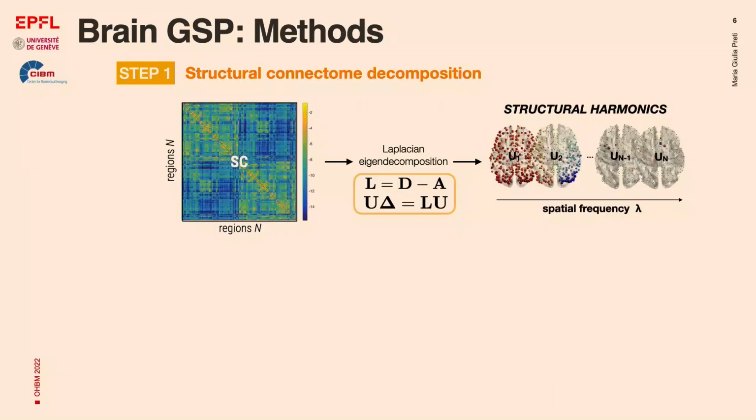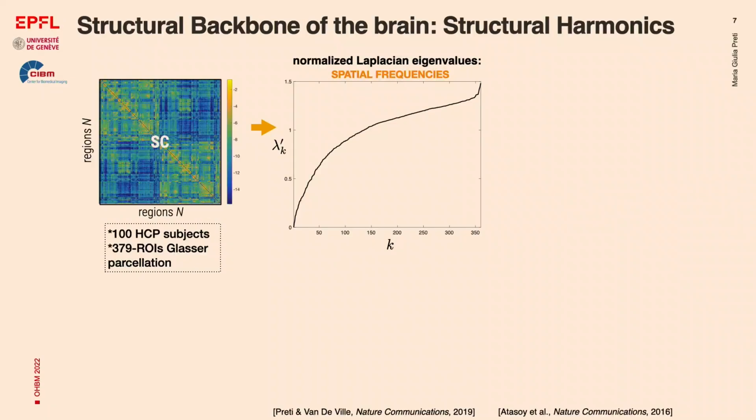First, we decompose the structural connectome, analogously to the work of the first presentation that you saw. We use Laplacian eigenvectors, but in this case we obtain structural harmonics, so patterns that sum up the structural connectivity. Each of them is associated with a level of spatial frequency, which corresponds to lambda, the eigenvalues. As Katharina already showed, this eigendecomposition yields eigenvectors that maximize smoothness on the graph. So we have increasing values of spatial frequency, that you can see here as an example.